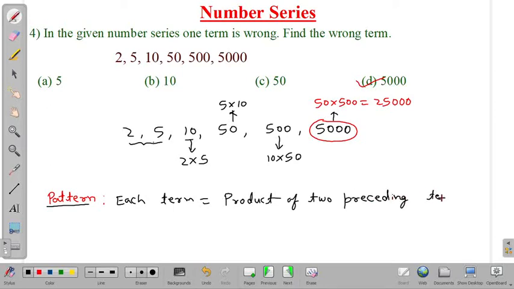But if we see the first and second term, our logic will not apply here because there are not two terms. Okay, so we have to write except first two terms. Except first two terms. Okay, so here our logic will not apply. Now we will discuss the next problem.